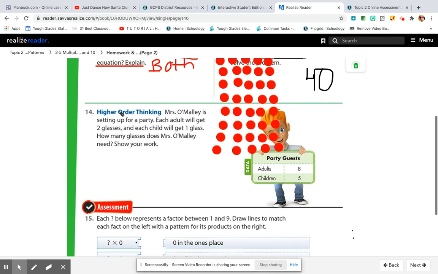Higher order thinking time. Mrs. O'Malley is setting up for a party. Each adult will get 2 glasses, and each child will get 1 glass. How many glasses does Mrs. O'Malley need? Show your work.